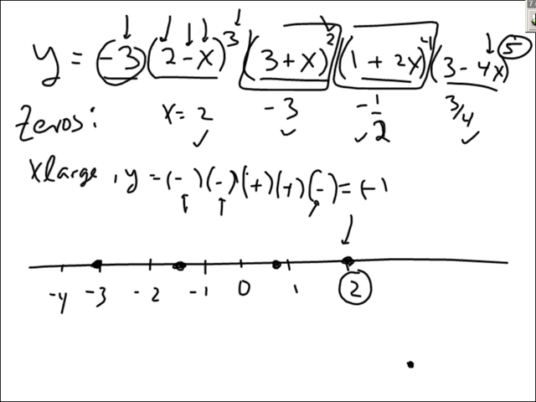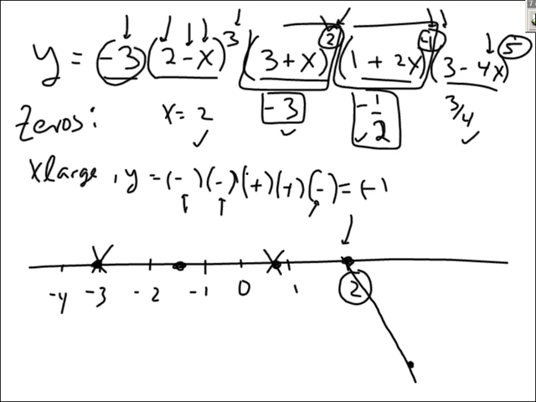Alright, now we need to look at the powers. The even powers are when the powers are 2 and 4. They came from the roots negative 3 and negative a half. And at negative 3 and negative a half, I do not cross. I just touch, which means I come up, I cross at 2, I come down just a touch at a half, and I come down and I cross at negative 3 over 2.